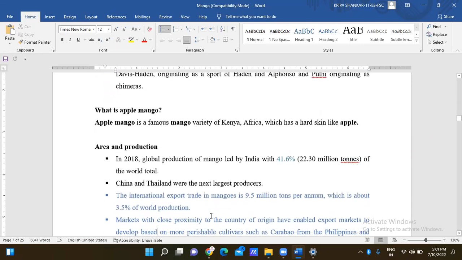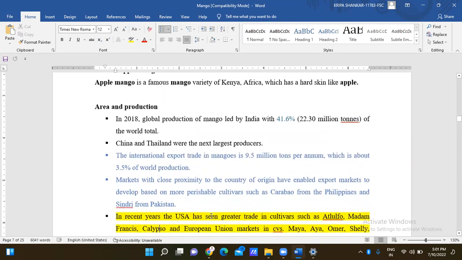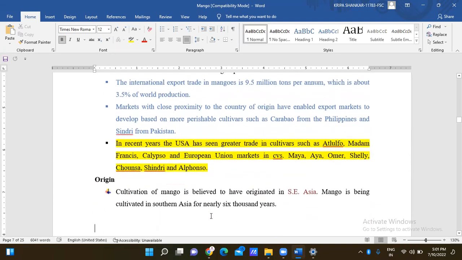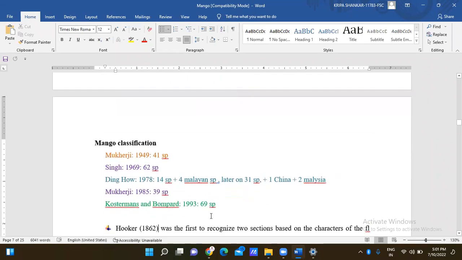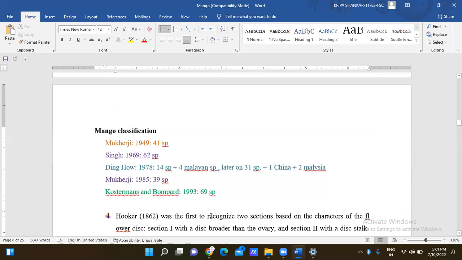Okay, area and production, these things are compiled from recent data. You can go for that. Origin, these things you can remember.